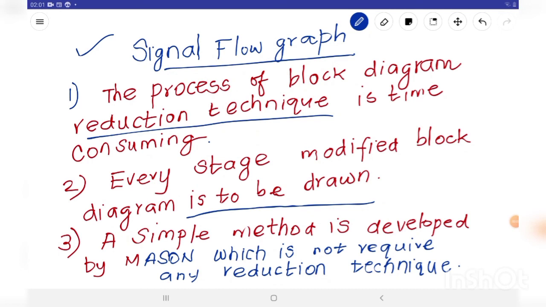Hi everyone. In this video, I am going to explain signal flow graph. What are the advantages of signal flow graph over block diagram? The process of block diagram reduction technique is time consuming. Second point, every stage modified block diagram is to be drawn, so a simple method was developed by Mason which does not require any reduction technique. That is known as signal flow graph.